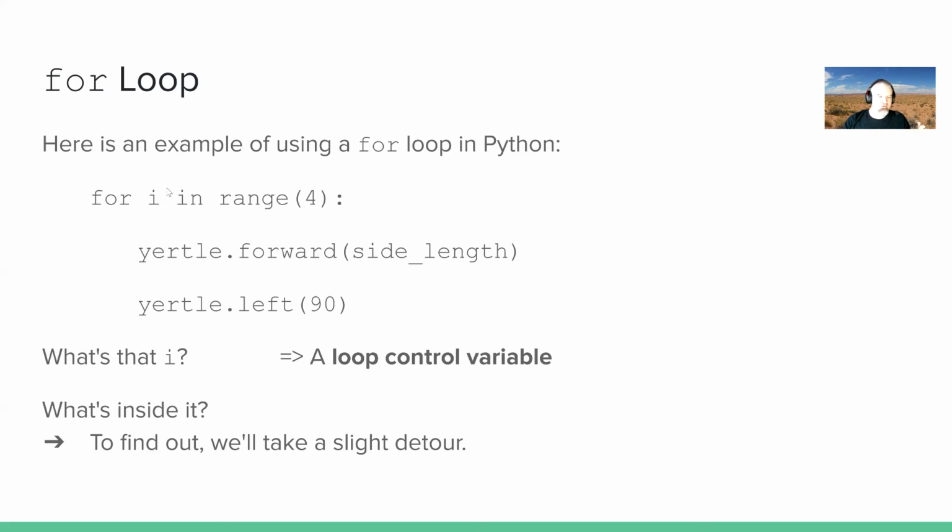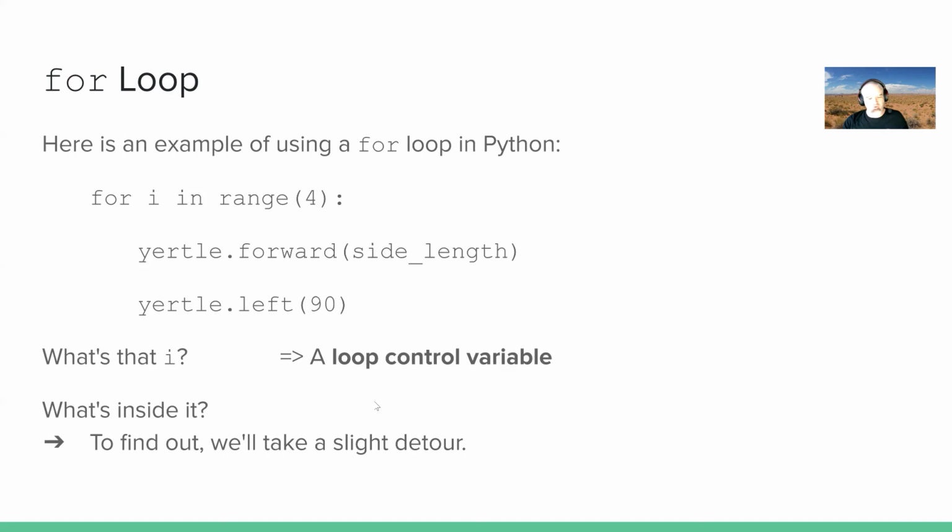i over here, if we dig into it a little bit deeper, is a variable that we're creating, and it's a special kind of variable. It's what we call a loop control variable. And so the question is, what is i going to be equal to? What is being assigned to i? What is the value of i, right?